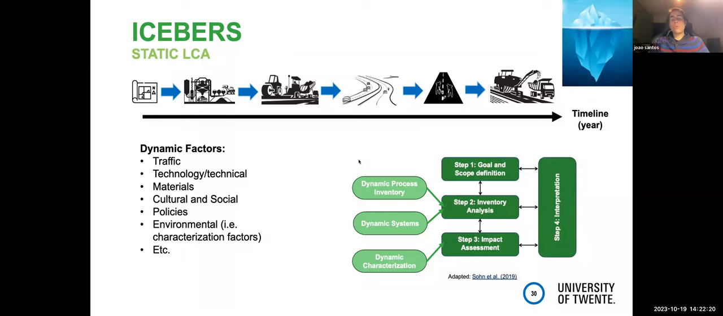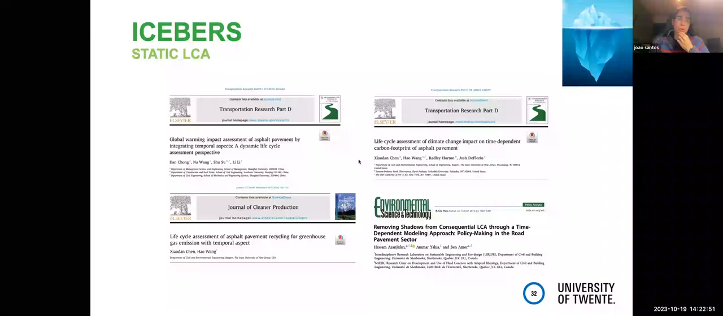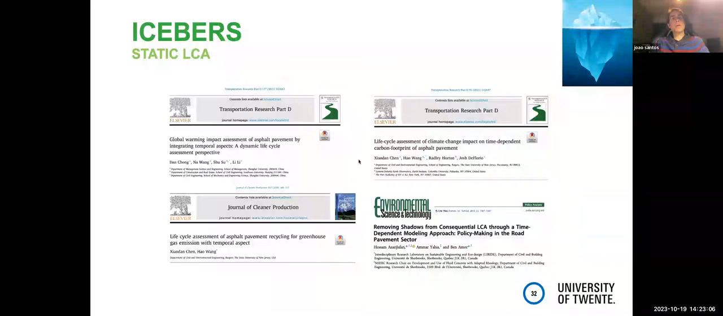Here, we already see some studies where the characterization factors are adjusted to reflect the difference in the temporal scale of the emissions, in order to compensate for the fact that the impact of the emissions that take place today is not the same as will take place in the future. There are also some good examples, but there is not one single study, as far as I know, that considers all of those dynamic factors. The most common are the traffic and also the characterization factors, but only for the global warming score.